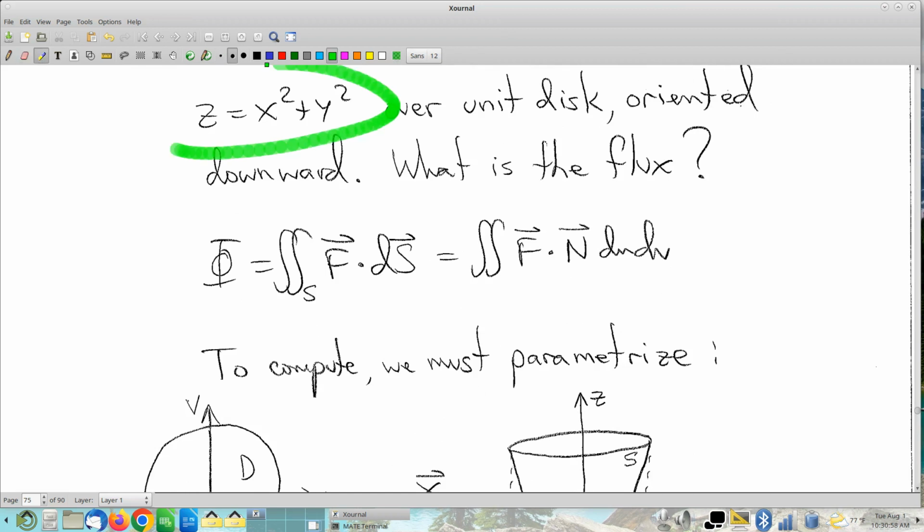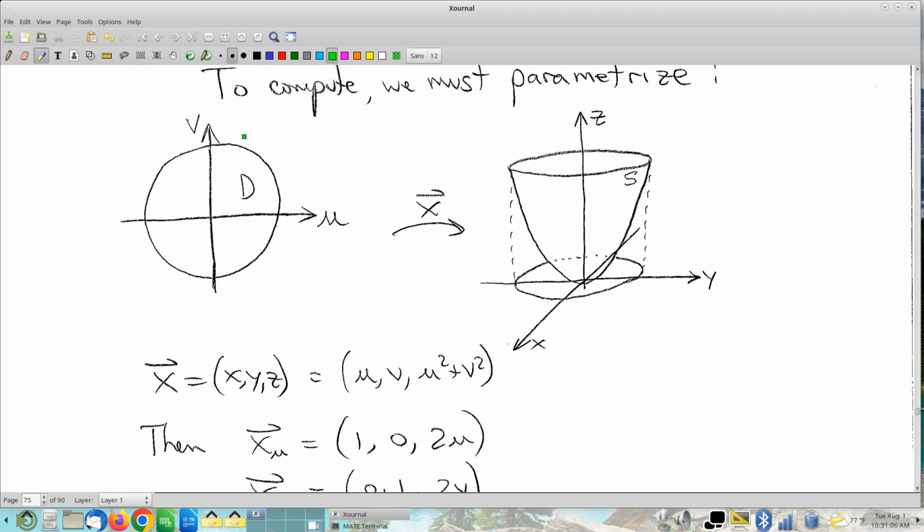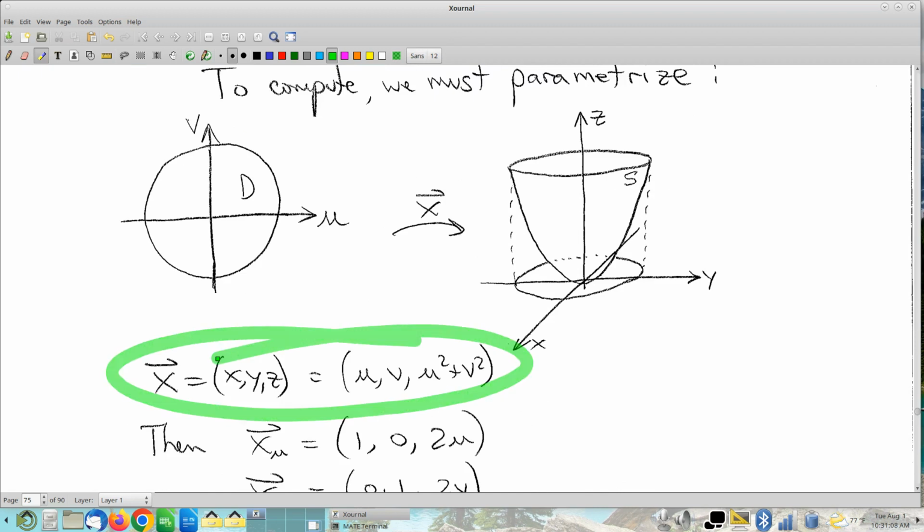I am looking at a graph. Right, you can see right there, this is a graph. If you want to parameterize a graph, we use the graph parameterization. Handy dandy.